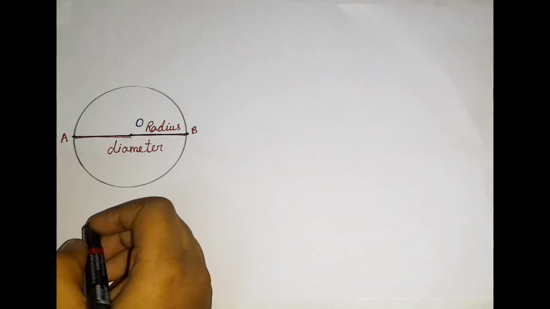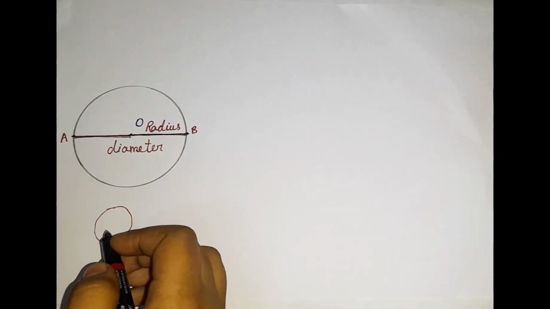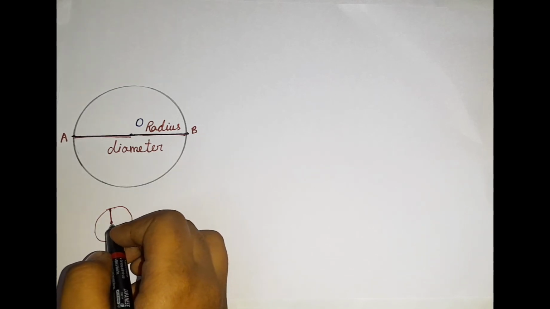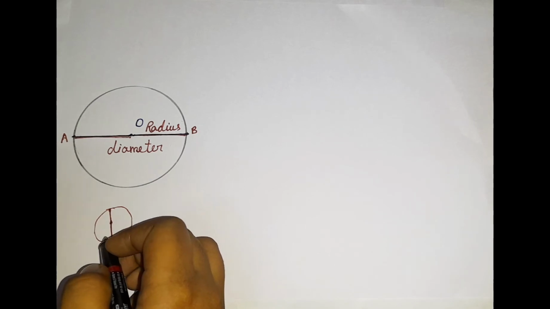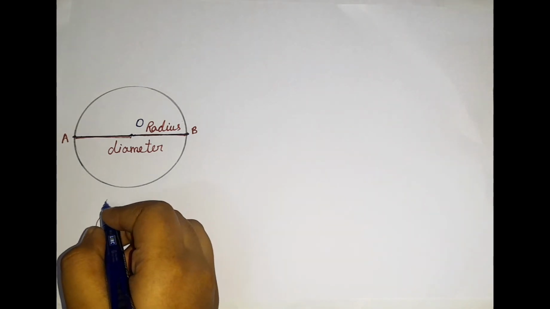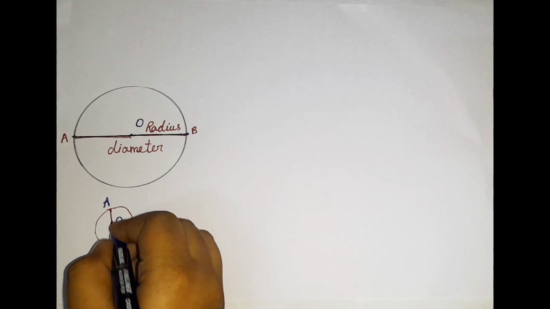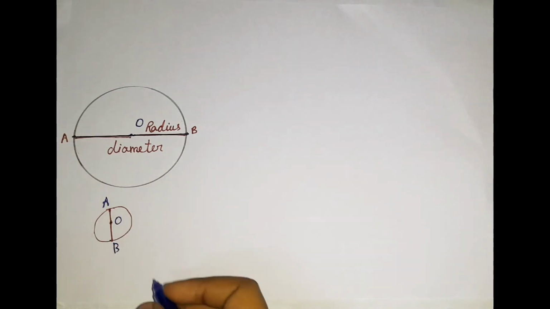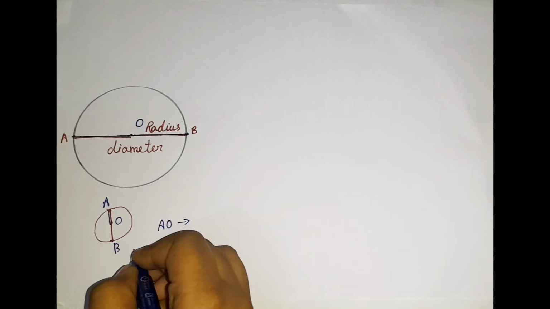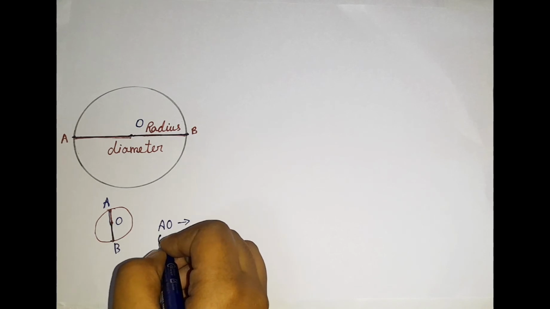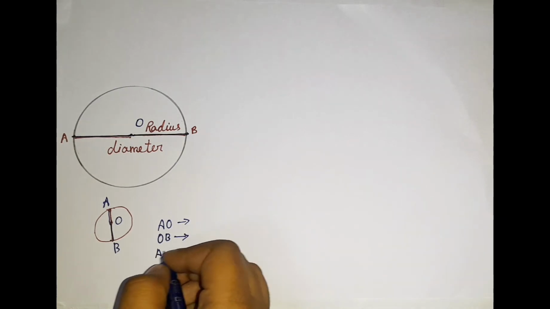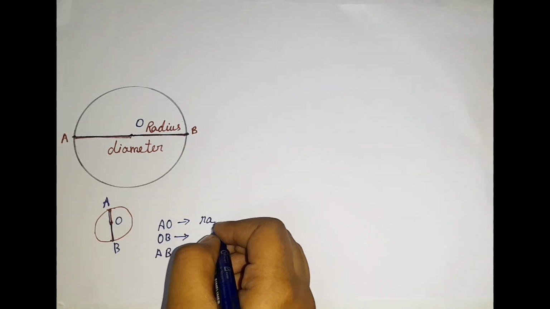For example, I am just drawing a circle. Here which one is a radius? This is a radius or this is a radius? It is a complicated question, I know, don't worry. Let me name it A, O and B. So which is a radius? AO is a radius, so we can write AO is a radius and BO is also a radius. OB and BO are both the same, it is a radius, and AB is the diameter.